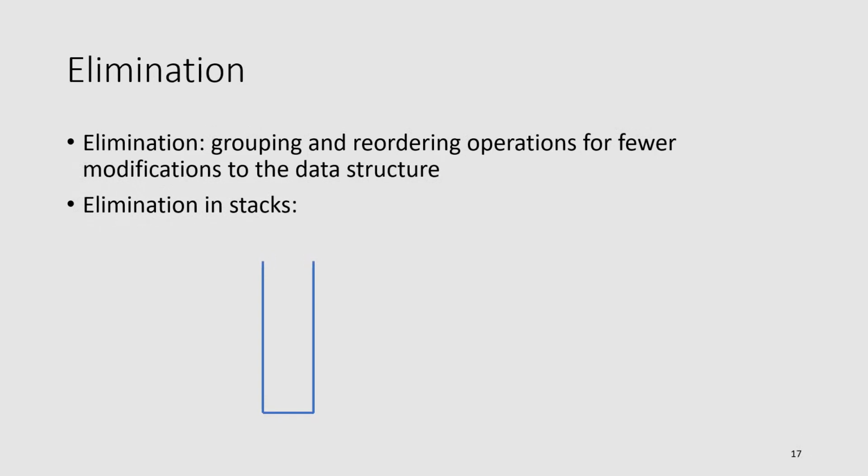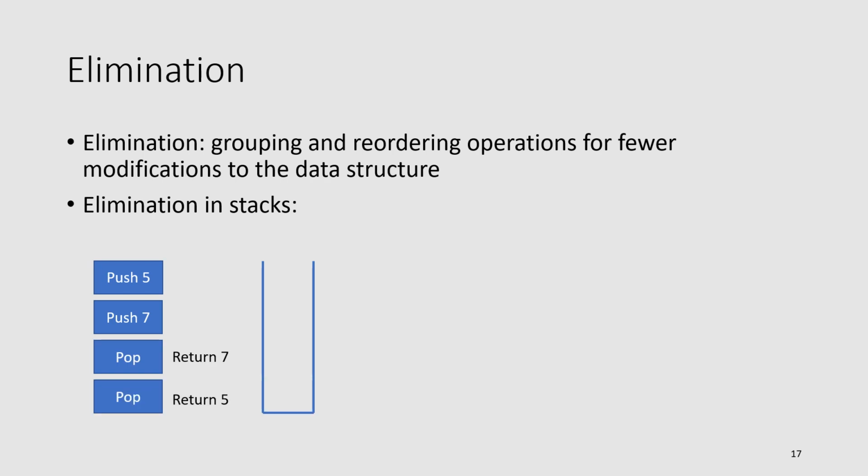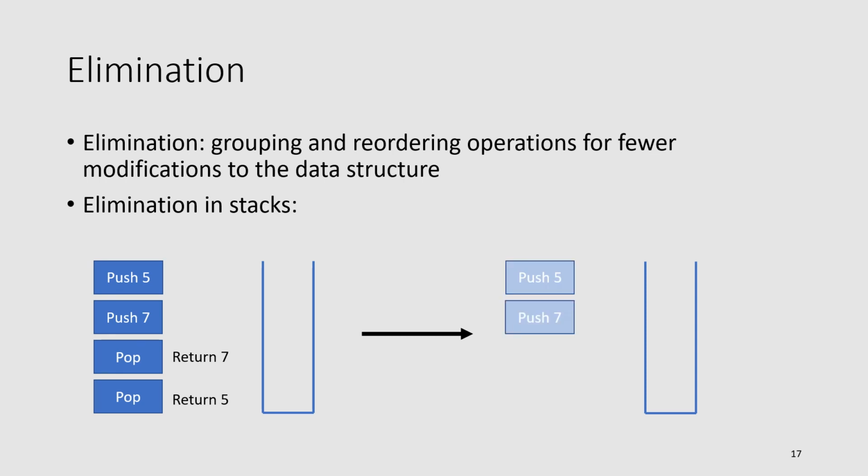Elimination involves grouping and reordering operations in a way that reduces the number of total modifications to the data structure. Elimination was first discussed in the context of stacks by pairing up pushes and pops. Suppose we have 4 concurrent operations, 2 pushes and 2 pops. In a regular stack, we might have push 5, then push 7, then a pop, then a pop. In an elimination stack, however, we might have a push 5 which doesn't modify the stack yet, but waits for a concurrent pop, then a push 7 which also doesn't modify the stack and waits for a pop.